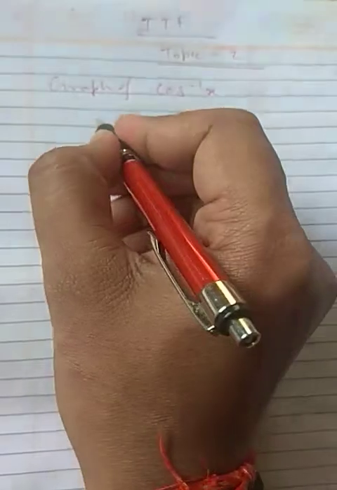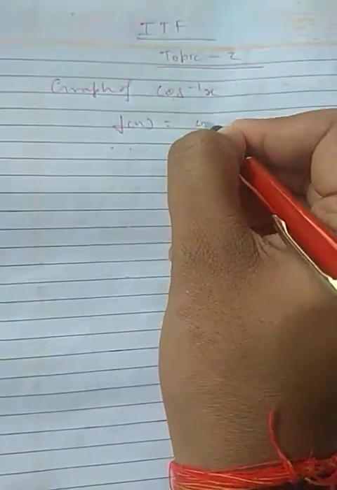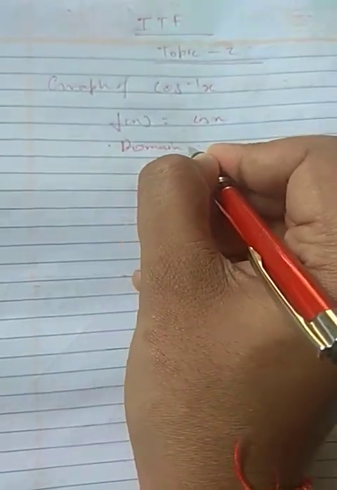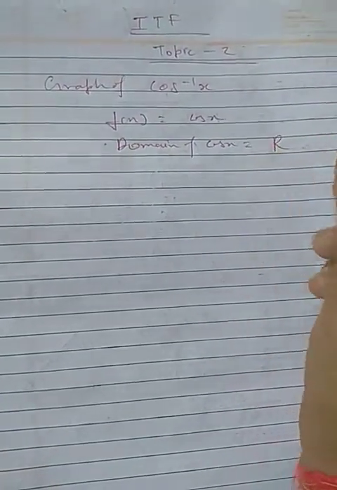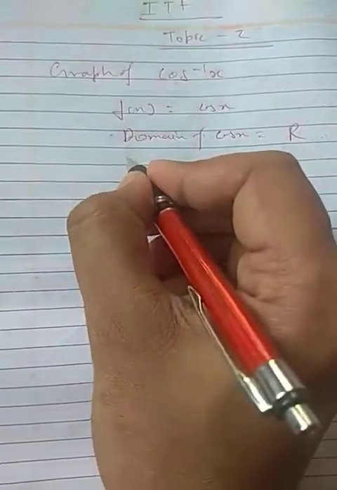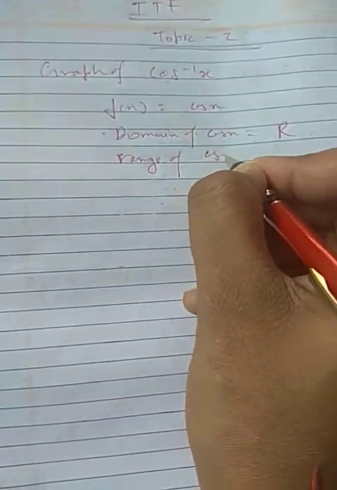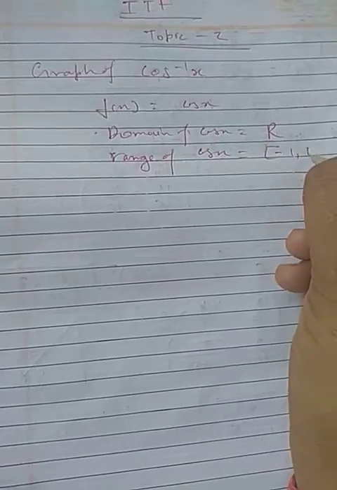Before that I must remind you, if we have a function f(x) equal to cos x, we know that the domain of cos x is R, meaning real numbers, and the range of cos x is -1 to 1 in a closed interval. These all things we will study in class 11th.